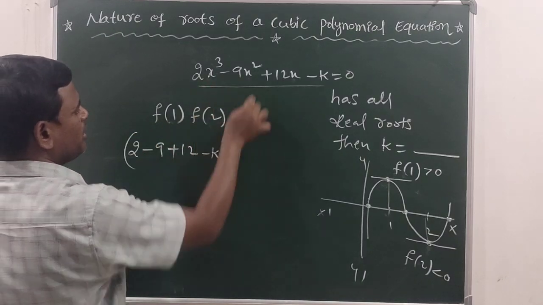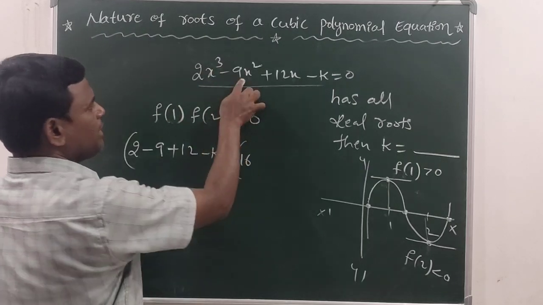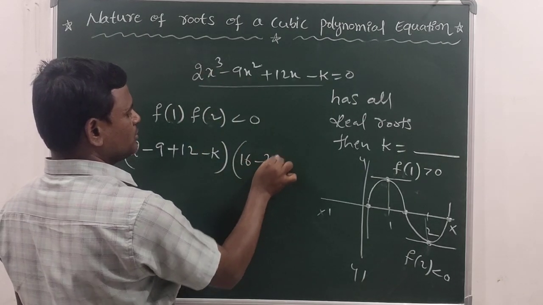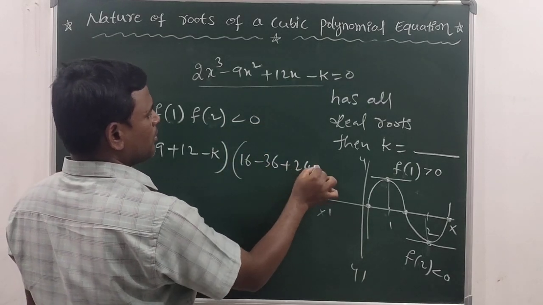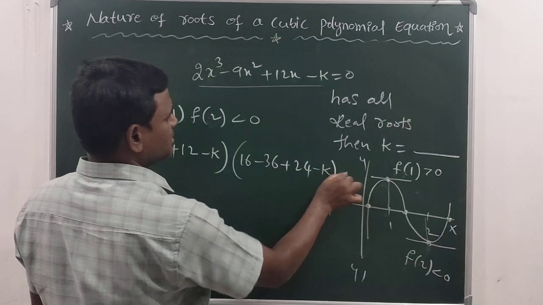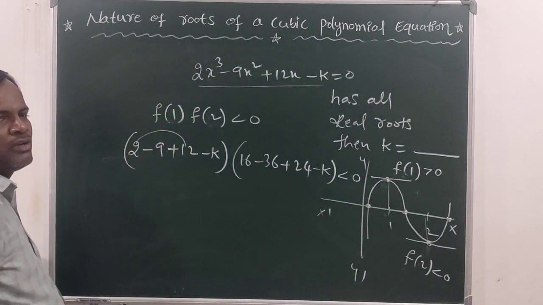And if I write 2 here, it is going to be 2 cube, 8. 8 2s are 16. 2 square, 4. 9 4s are 36. Here 2, 12 2s are 24, minus k. Here it is less than 0. Now simplify this.